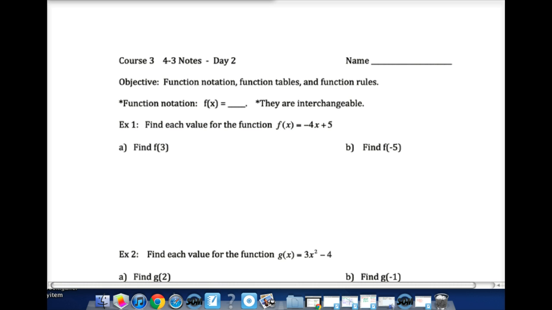F of x is the same thing as y, people. They are interchangeable. Whenever you see y, you can replace it with f of x, and whenever you see f of x, you can replace it with y. They're interchangeable.